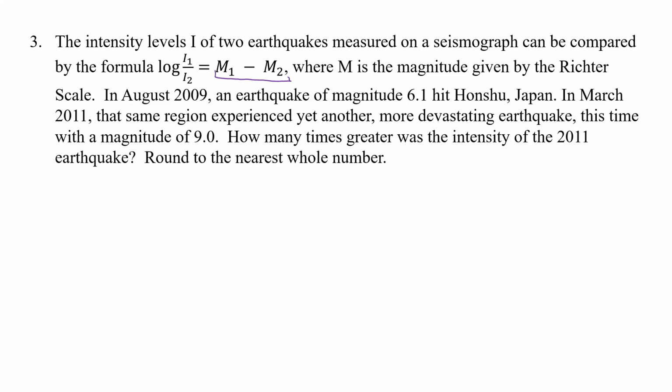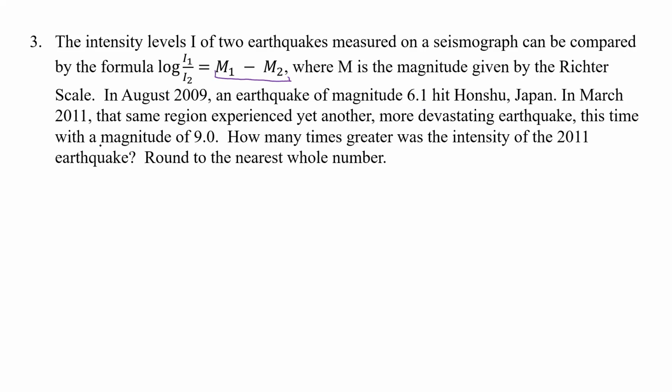So in 2009, an earthquake of a magnitude 6.1 hit Hashun, Japan. In March 2011, the same region experienced yet another more devastating earthquake, this time with a magnitude of 9.0. How many times greater was the intensity of the 2011 earthquake? Round to the nearest whole number.